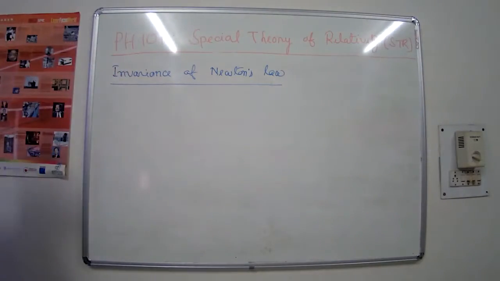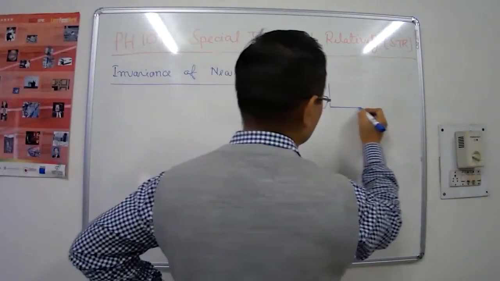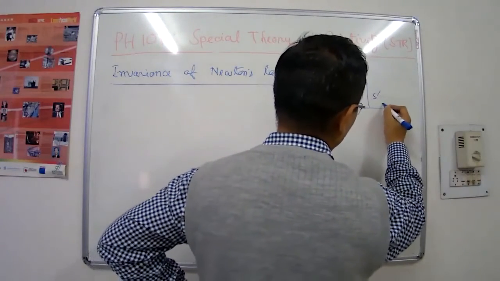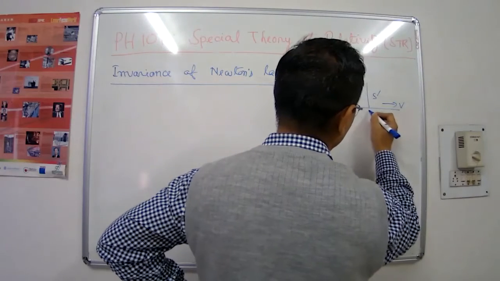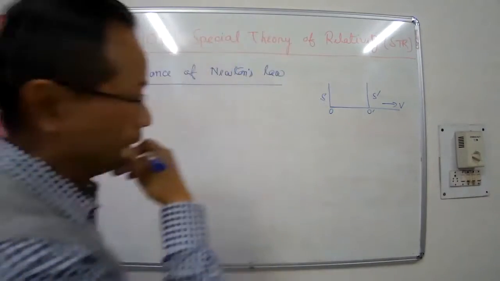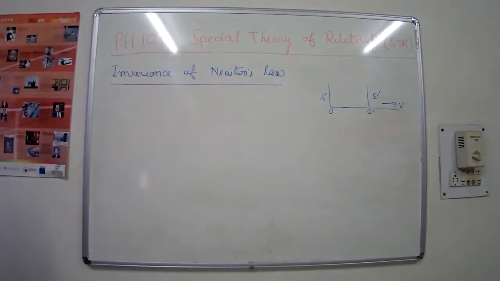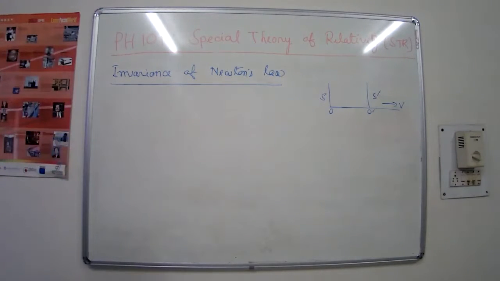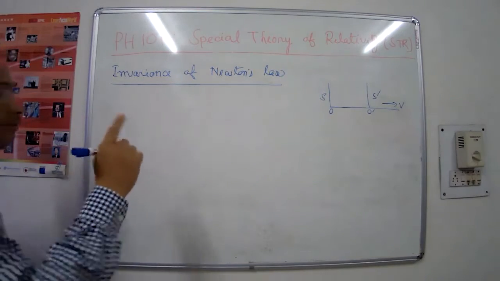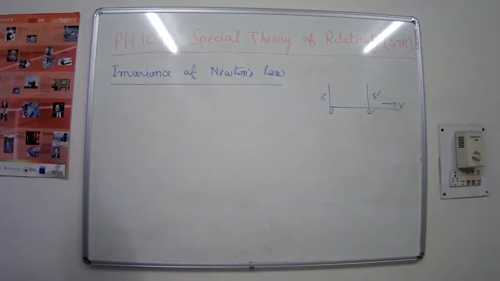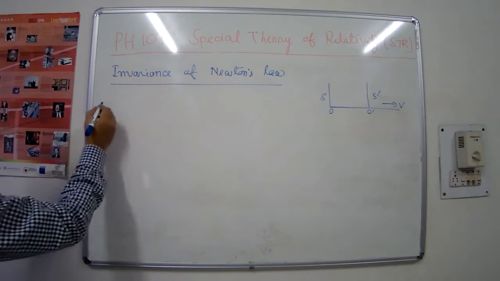So now you know that we have got two frames of reference, S and S prime. S prime is moving with a velocity v. The origins are O and O prime. And we already have the equations involving the transformation of coordinates. Let us assume that Newton's law is valid in frame S. And in this case, we'll consider the most popular form of Newton's law, that is Newton's second law.